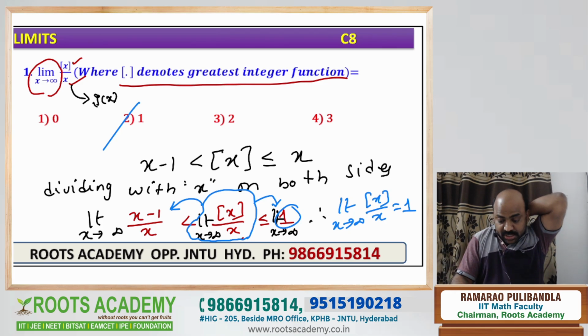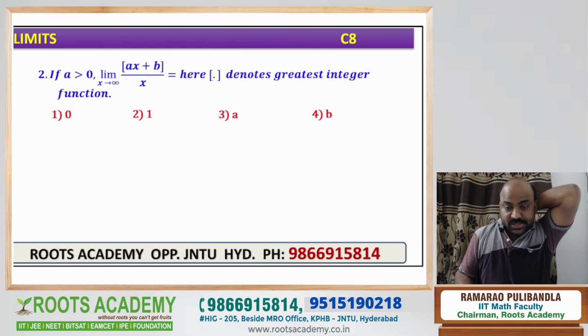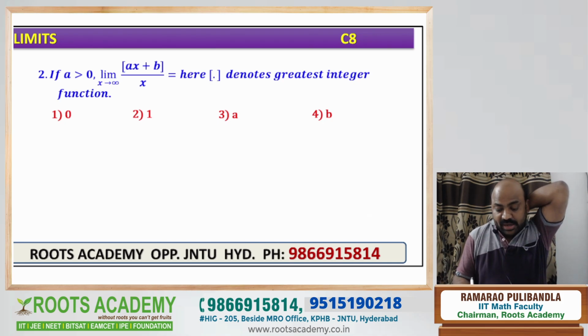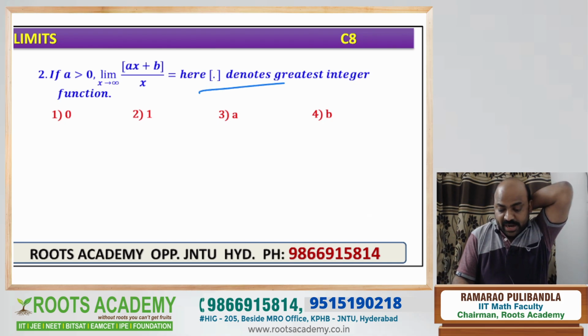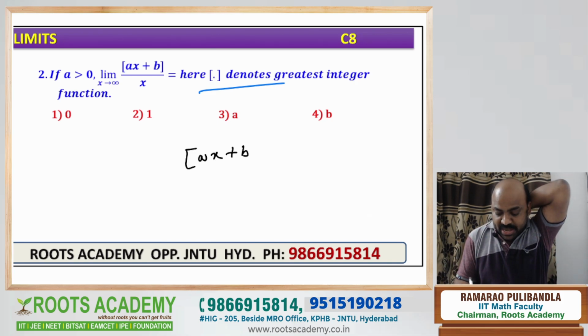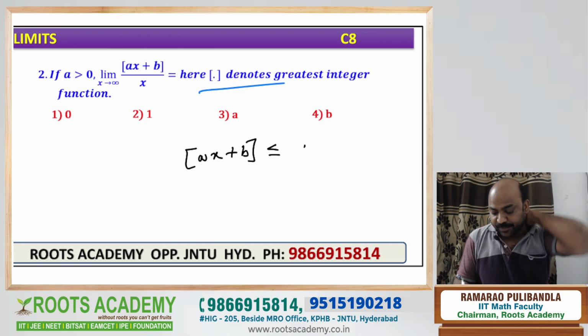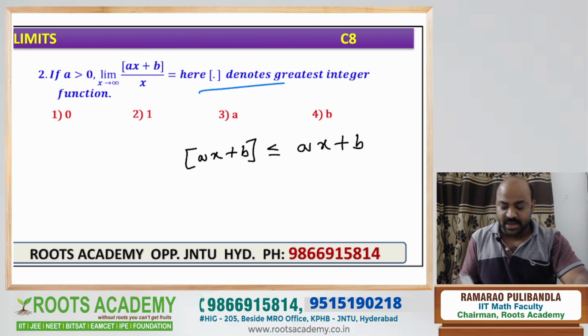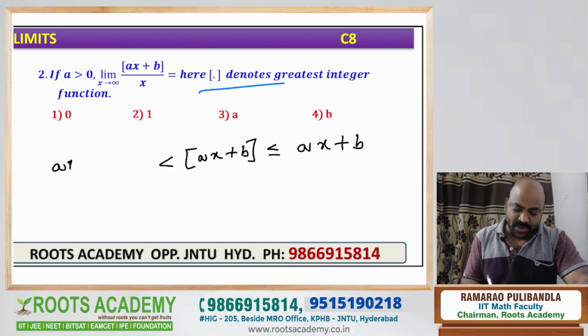Now move to question number 2. Quickly I am doing all the questions. So again, you have the greatest integer function. Can you quickly get what this will become? Step of ax plus b is always lying between ax plus b and ax plus b minus 1. Are you able to follow me?